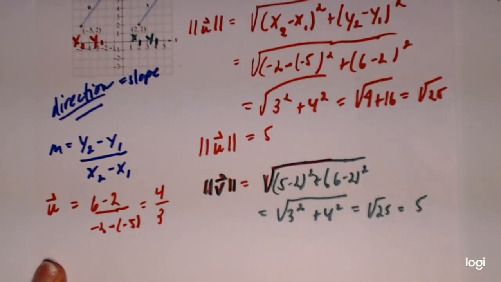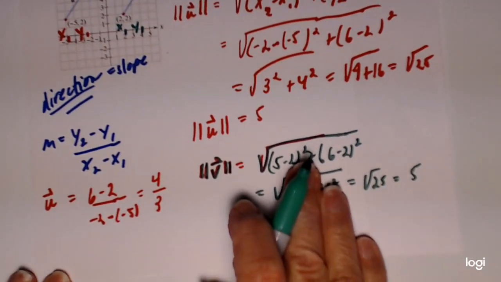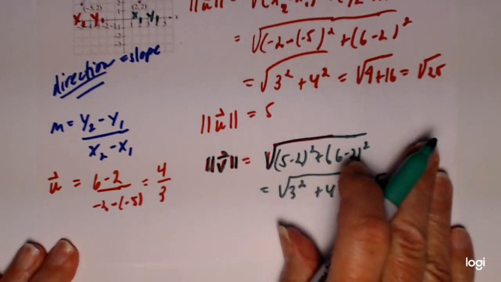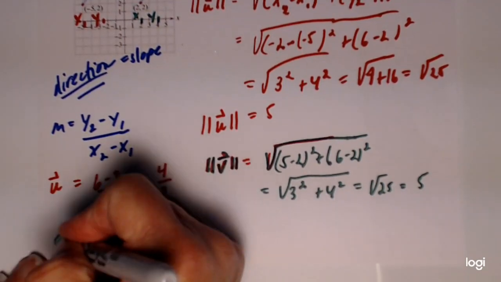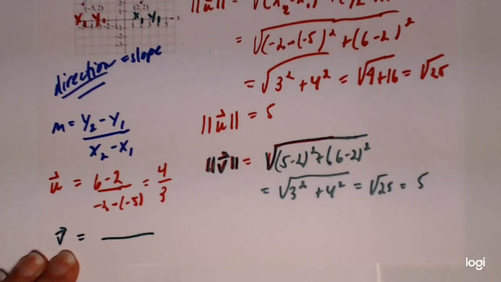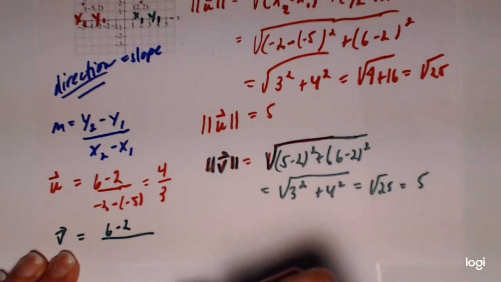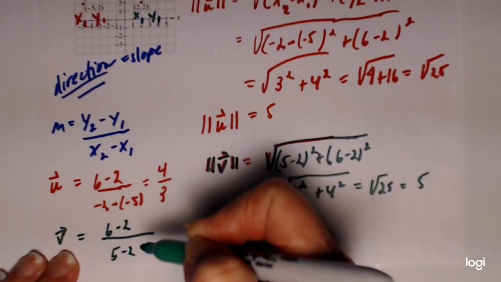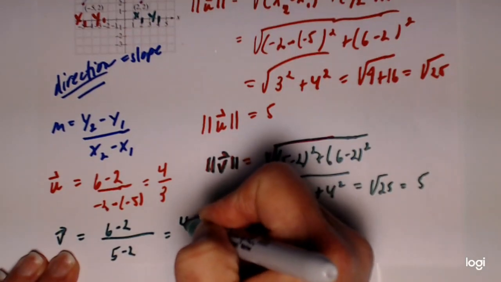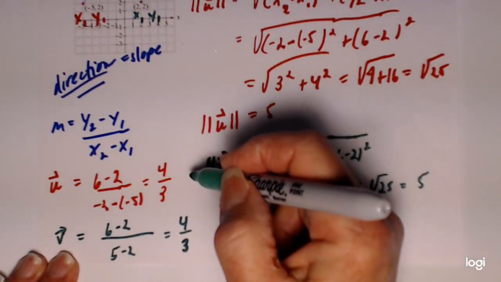And now we have to go through the same process for v. And since v has been defined as green, we will look at v. So for vector v, same formula. So we don't change the formulas for each vector. It's just rinse and repeat the information. So for vector v, we have 6 minus 2 in the numerator for the change in y. And the denominator, we have 5 minus 2 for the change in x. So we have 4 over 3. So our slopes are the same.